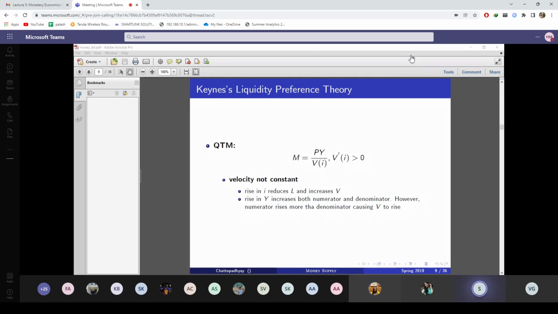It's basically a situation when this term, this V prime I, is infinity. Okay, sir. And we will see what happens. It's basically because it gives me my LM curve completely horizontal.